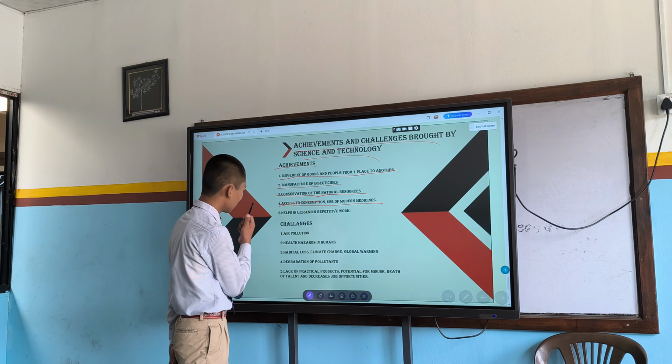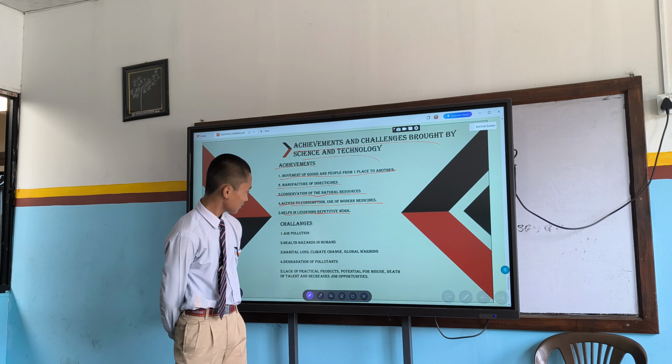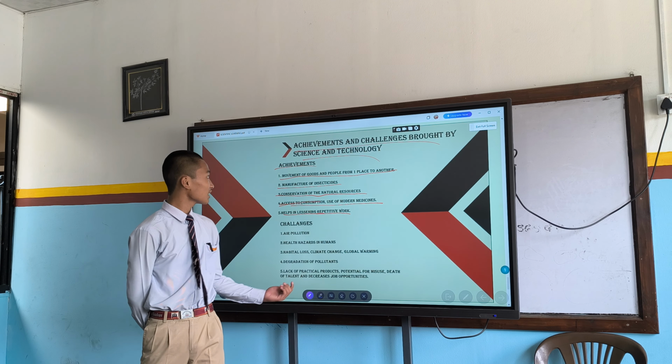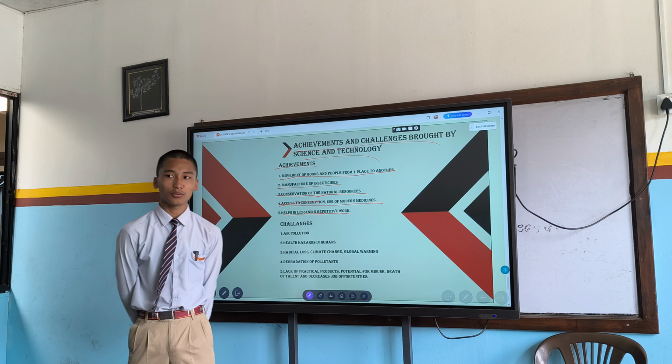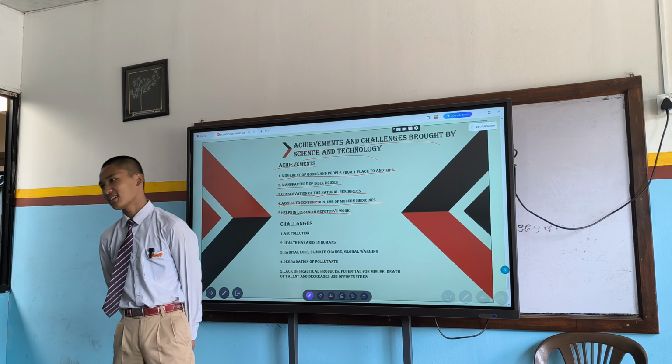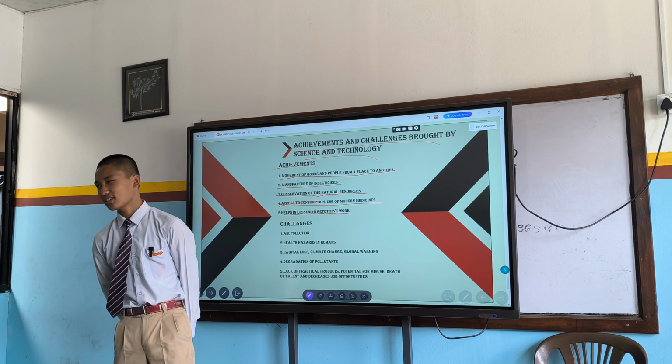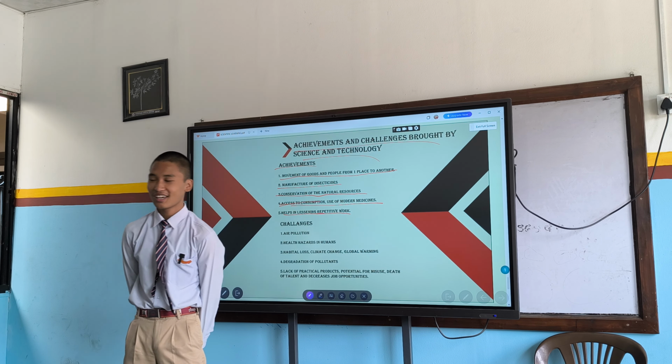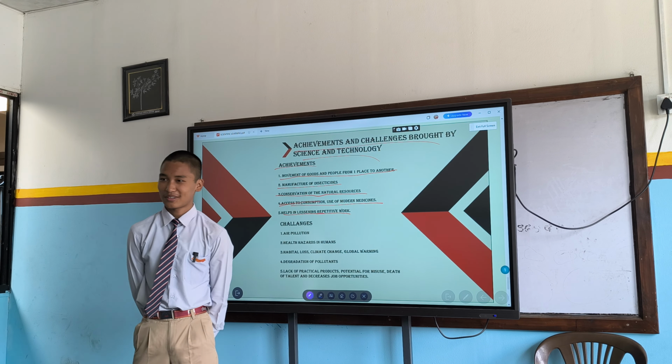Helps in lessening repetitive work. Science and technology helps lessen the workload of humans by creating machines like tractors, which help to dig the ground, dig a hole for construction, and trucks to carry heavy loads like cement, etc.